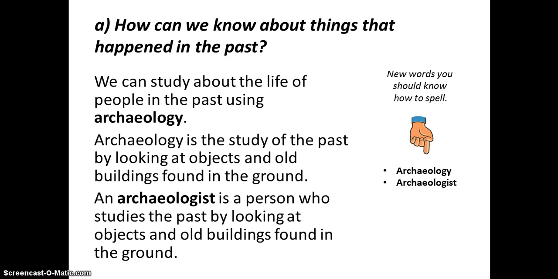Okay, so how can we know about things that happened in the past? Well, we can study about the life of people who lived a long time ago using what is known as archaeology. Now, that's a very important word you need to know, and you need to know how to spell it. Like right over here, I say new words you should know how to spell. Archaeology. Now, what is archaeology?